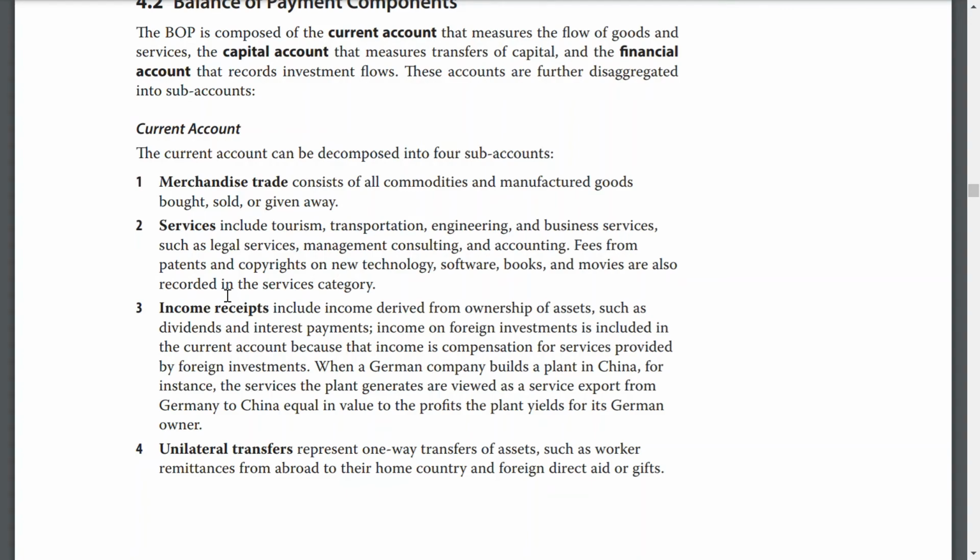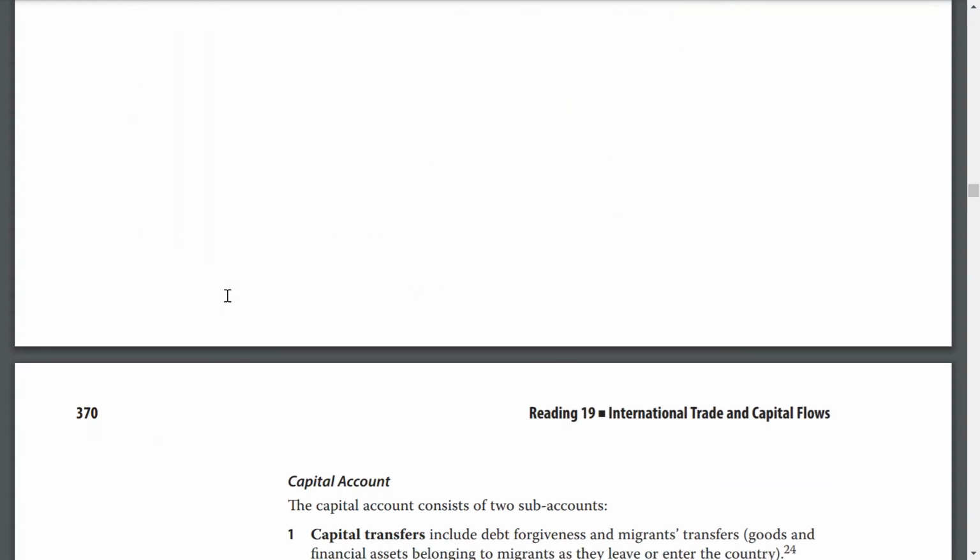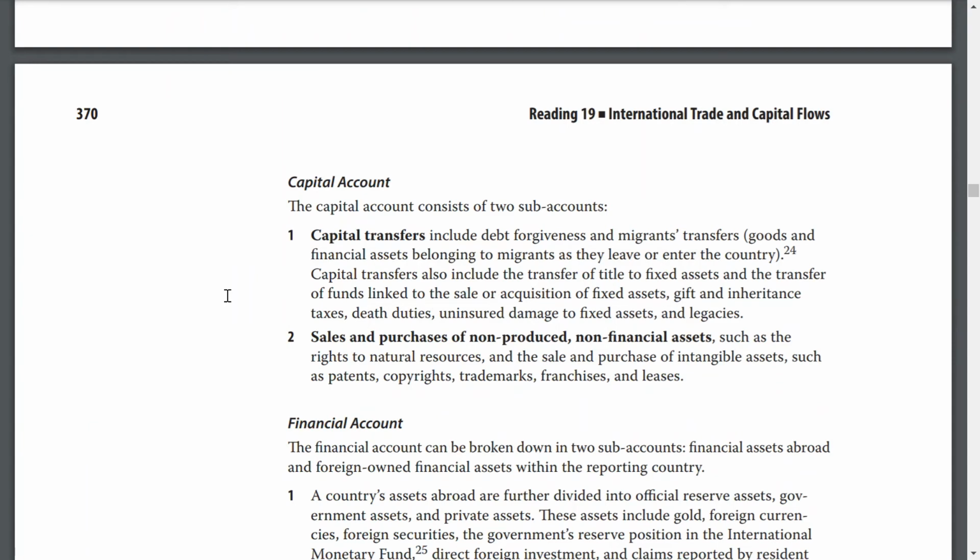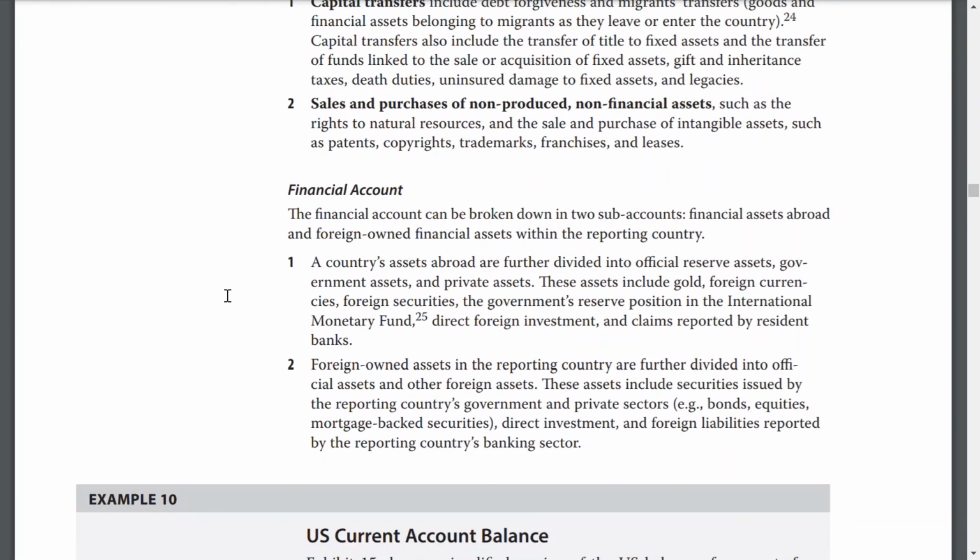The capital account consists of two sectors: the capital transfers and the sales and purchase of non-produced goods and financial assets. The financial account refers to the capital. The financial account can be broken down into two subsections: the financial assets abroad and the financial assets owned within the domestic country. A country's assets abroad are further divided into financial reserves, assets, government assets, and private assets.